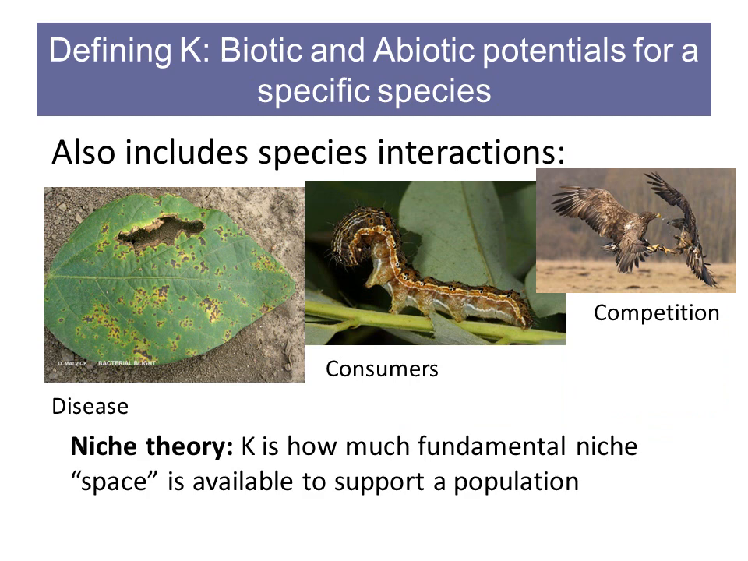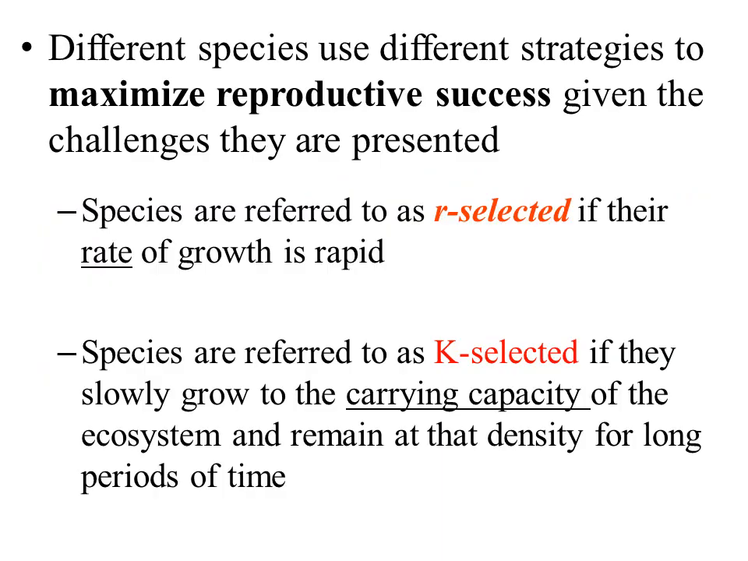This also includes species interactions too. K includes diseases that might be caused by having a very large density of population, consumers, and competition. That competition increases. You're going to clash more with other species if you have a higher number that will start to encroach on someone else's niche. So different species use different strategies to maximize their reproductive success and their survivorship, given the challenges they're presented. Species are referred to as R-selected if their rate of growth is rapid.